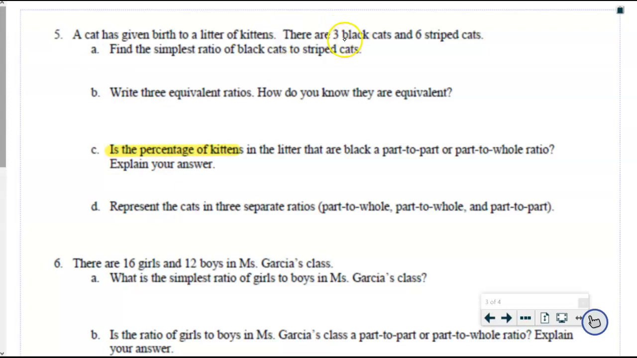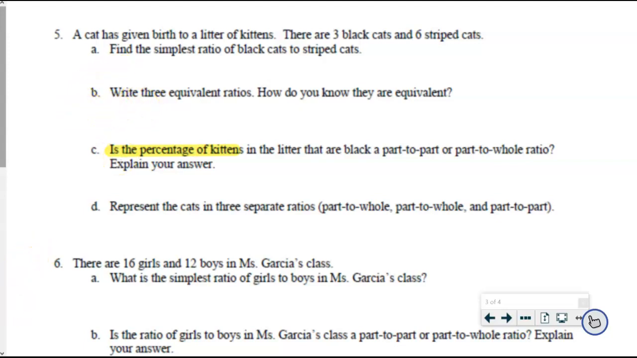A cat has given birth to a litter of kittens. There are 3 black cats and 6 striped cats. Number 1, find the simplest ratio of black cats to striped cats. Write 3 equivalent ratios. How do you know they are equivalent? Once you do those, what I ultimately want to talk about is this question. Is the percentage of kittens in the litter that are black a part-to-part or a part-to-whole ratio? So, dive into the problem by working through parts A and B with your tables. Then we can discuss C.